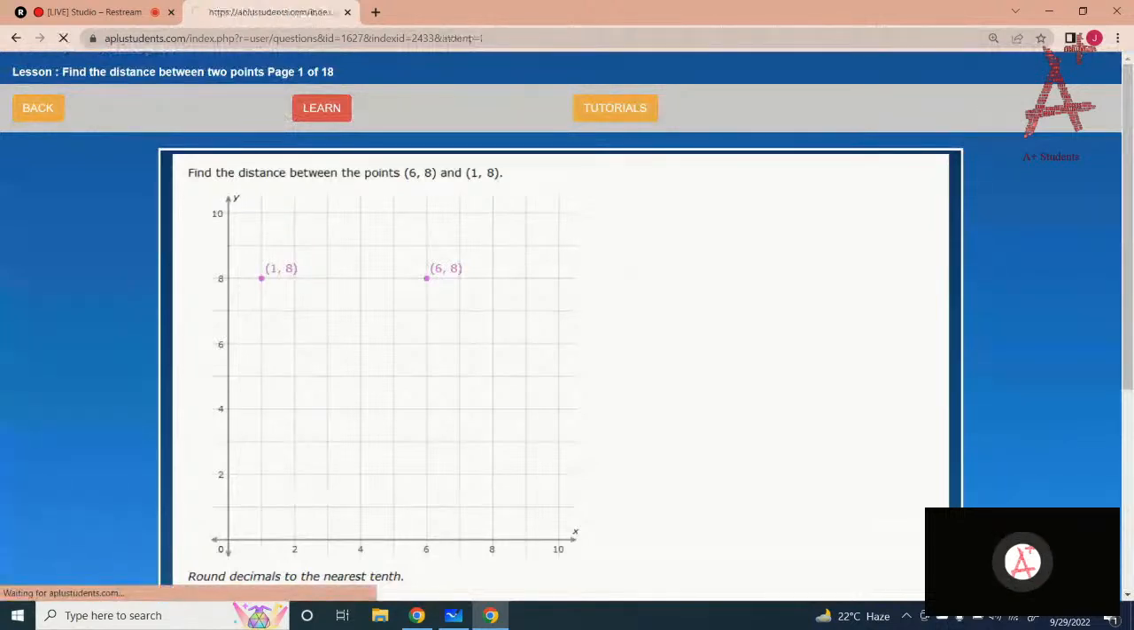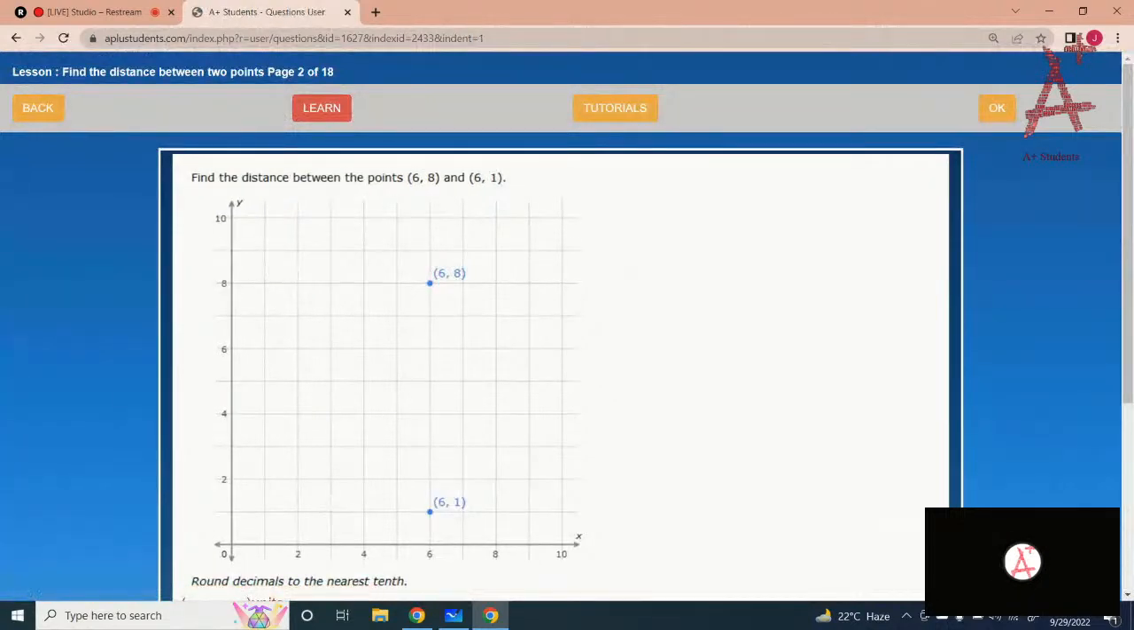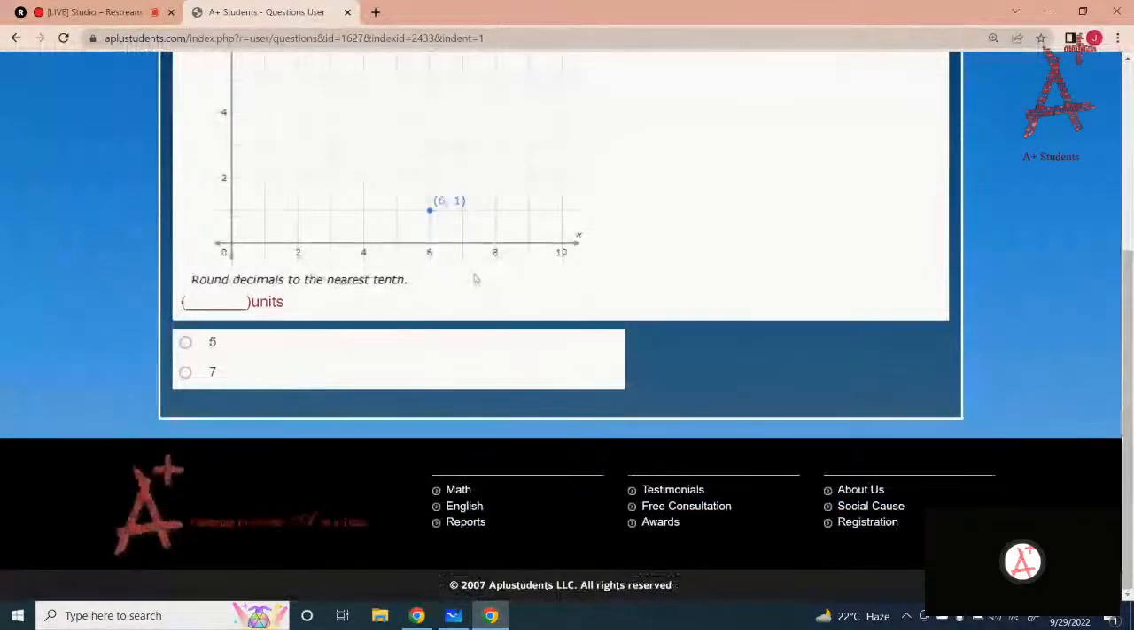Okay, for the next one, find the distance between the two points (6, 8) and (6, 1). They have the same x component. Again, it is a vertical line. Just subtract their y components. So 8 minus 1 is 7. Got it? So select the correct option and move on to the next question.